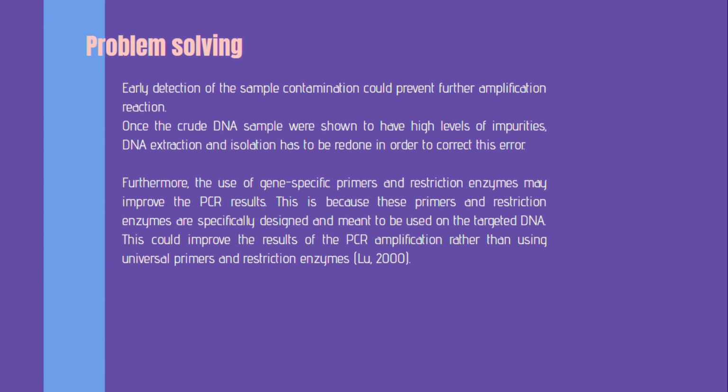Now, how do we solve this problem? Since we have made a precursor gel electrophoresis of the crude DNA extract, early detection of sample contamination could prevent further amplification reaction. Once a crude DNA sample was shown to have high levels of impurities, DNA extraction and isolation has to be redone in order to correct this error. We should also try to use gene-specific primers and restriction enzymes to improve the PCR results. This is because these primers and restriction enzymes are specifically designed and meant to be used on the targeted DNA. This could be an improvement rather than using universal primers and restriction enzymes.